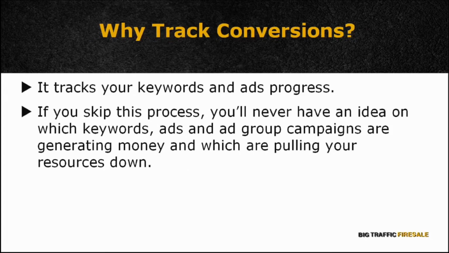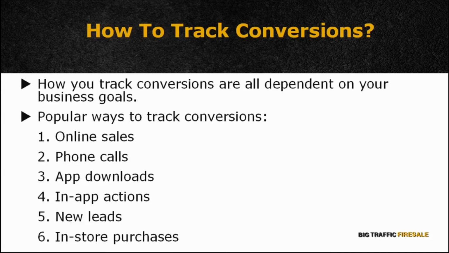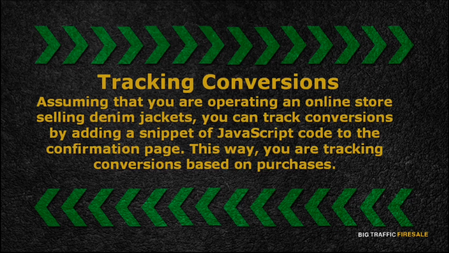Why use conversion tracking? Conversion tracking tracks your keywords and ads progress. If you skip this step, you'll never have an idea on which keywords, ads, ad groups, and campaigns are generating money, and which ones are only pulling your resources down. In another sense, you wouldn't be able to optimize your campaign once it's up and running. There are quite a few ways to track conversions, and it all depends on your business goals. Some of the popular ways to track your conversions are as follows: online sales, phone calls, app downloads, in-app actions, new leads, in-store purchases. Let's illustrate an example on how you can track your conversions.